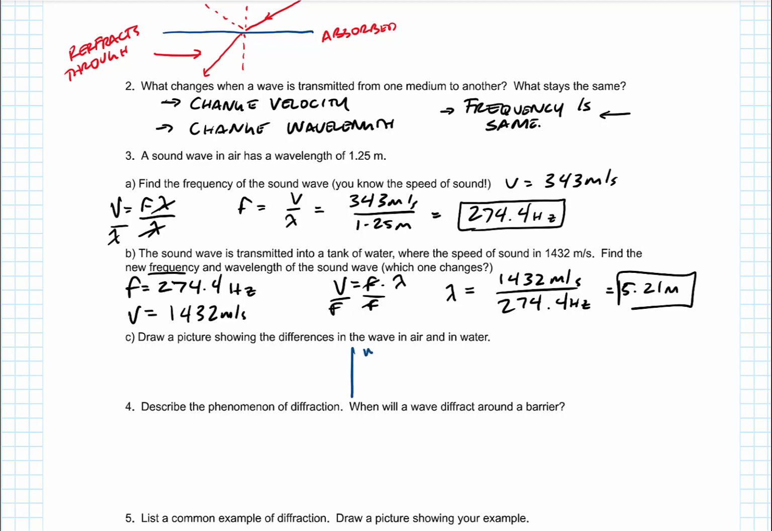Draw a picture showing the differences in the air and in the water. So we'll do this. We'll call this water. We'll call this air. And so our wave in air may look like that, but when it gets to water, it's going faster. And so I still get the same number of peaks per second, but because the distance between each peak is longer, that's reflecting that it's going faster.